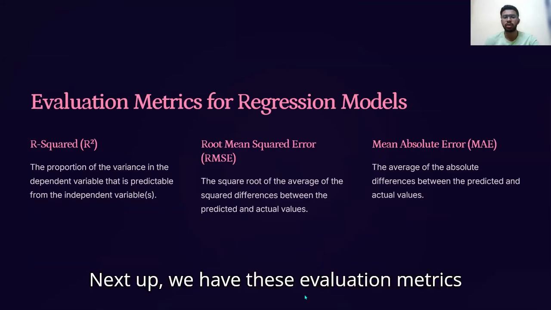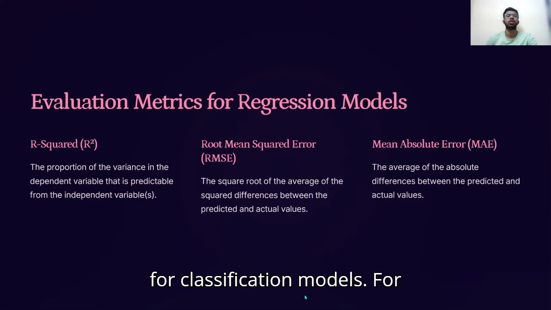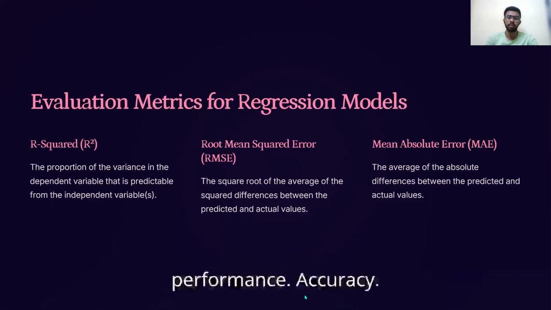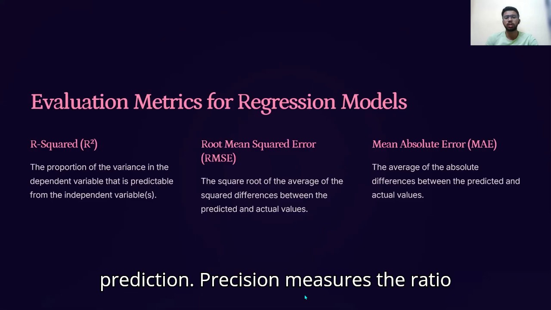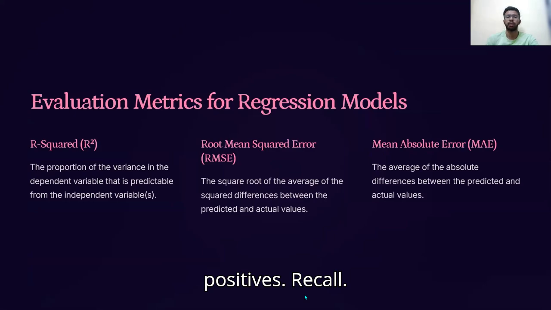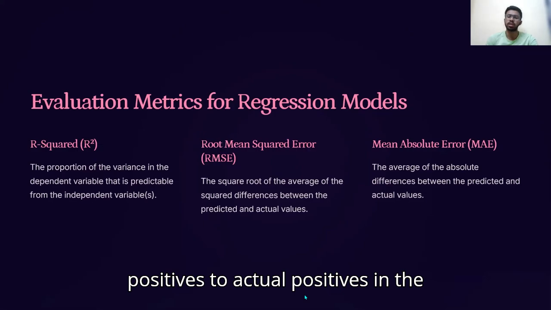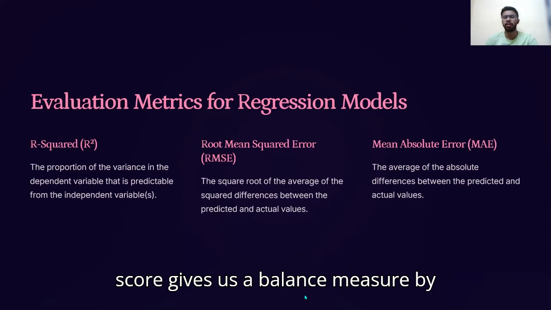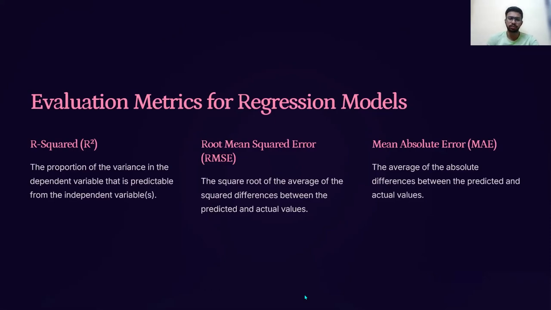Next up we have evaluation metrics for classification models. For classification models, there are a few key metrics we use to evaluate performance. Accuracy. Accuracy tells us the proportion of correct predictions made. Precision. Precision measures the ratio of true positives to all predicted positives. Recall. Recall looks at the ratio of true positives to actual positives in the data. F1 score. F1 score gives us a balanced measure by combining precision and recall.